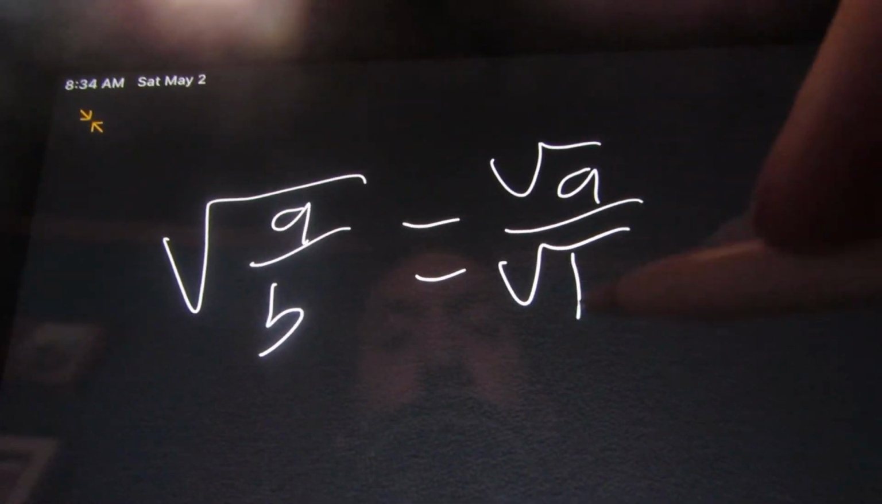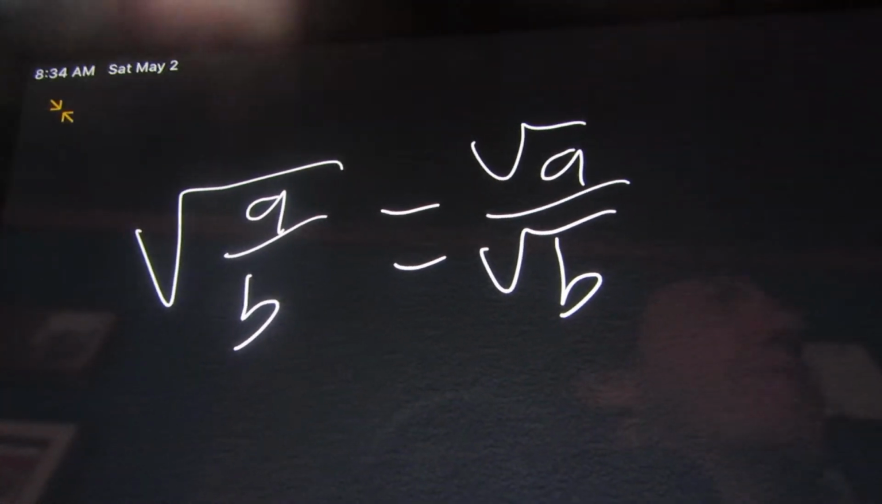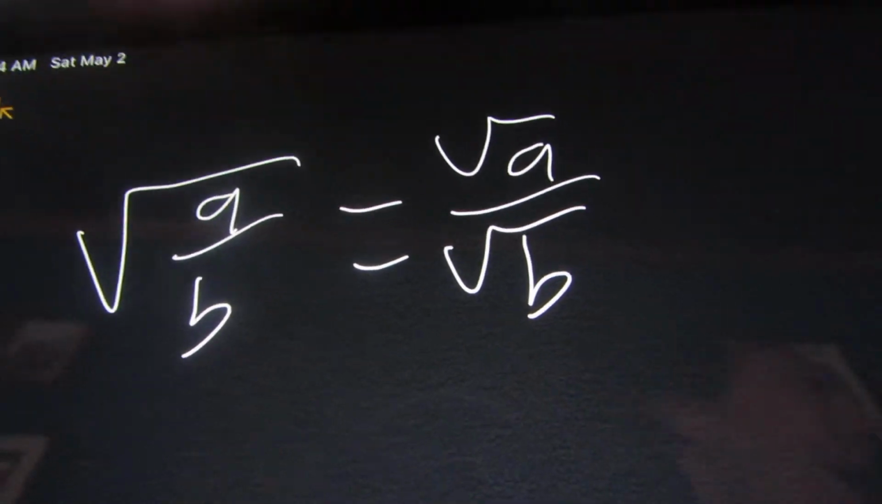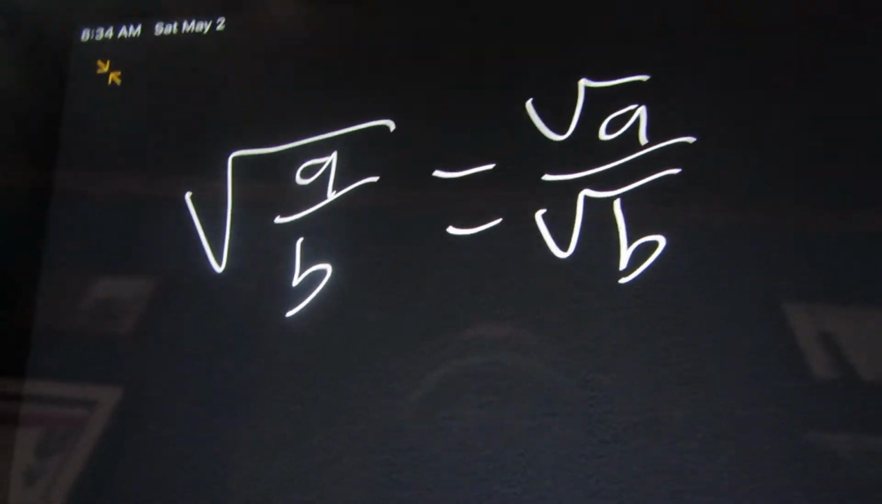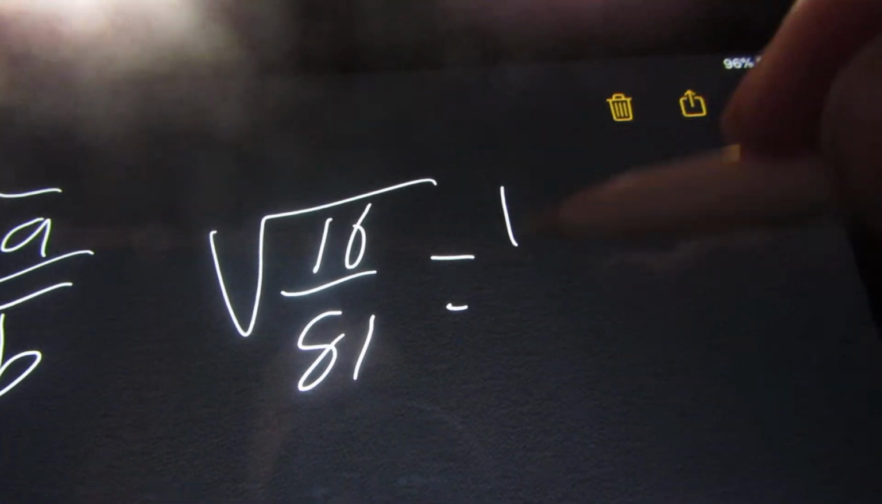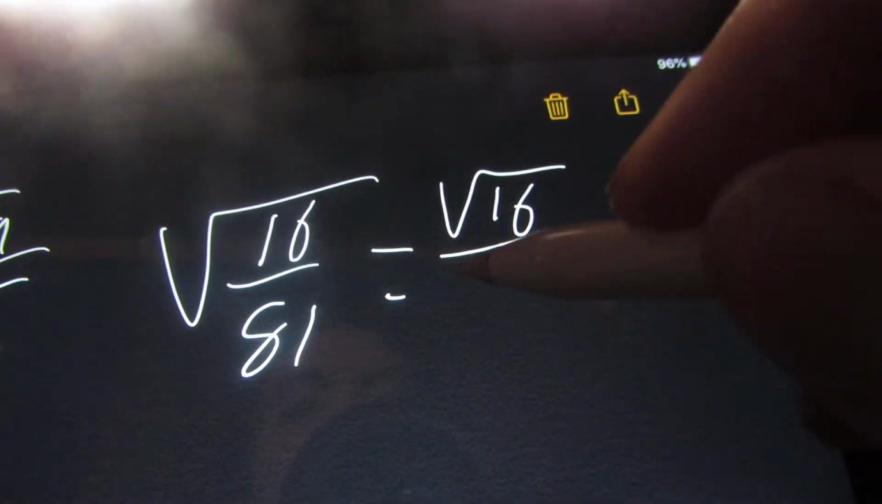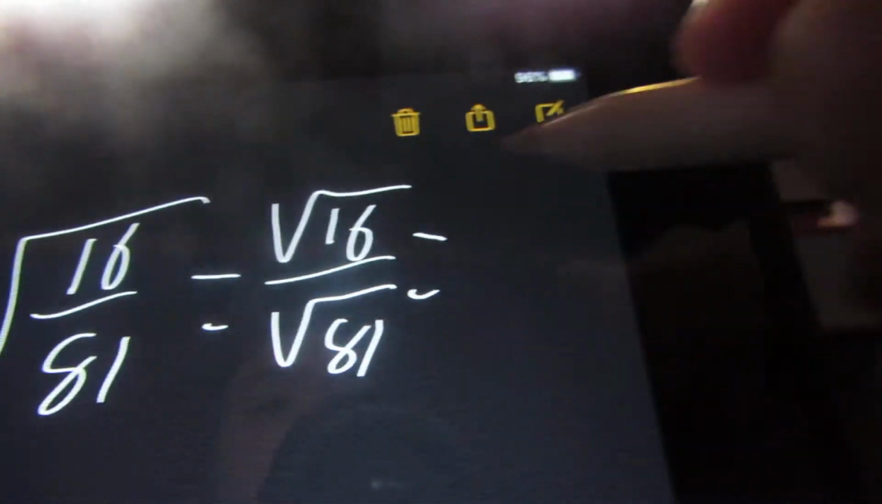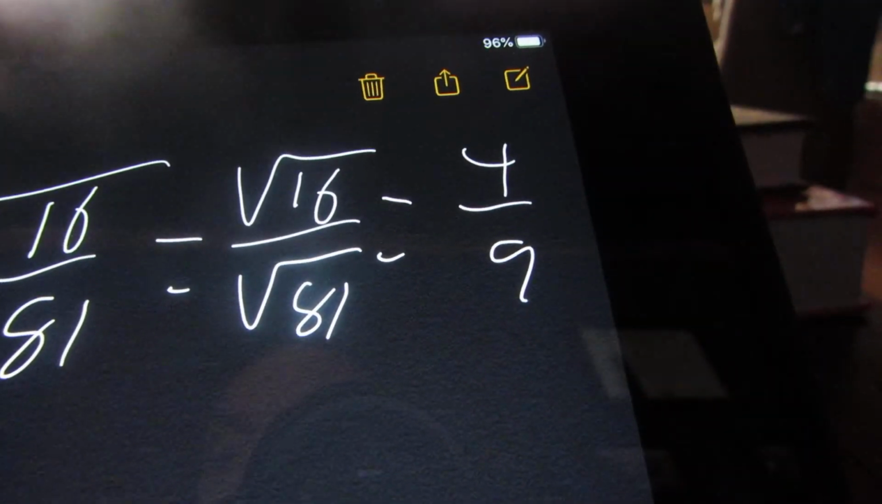Okay, also remember that the square root of a divided by b is the same as the square root of a over the square root of b. And we've done some of these before when we had a square root of a fraction. And that's all we're doing here. So say we have the square root of 16 over 81. That's the same as saying the square root of 16 over the square root of 81, which equals 4 over 9.